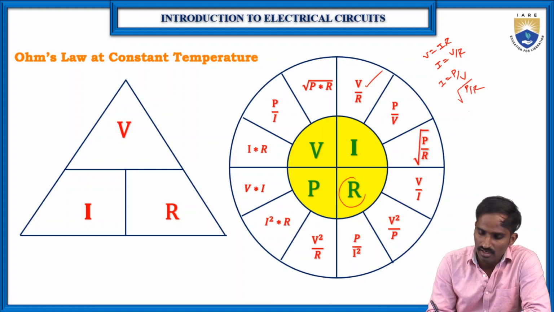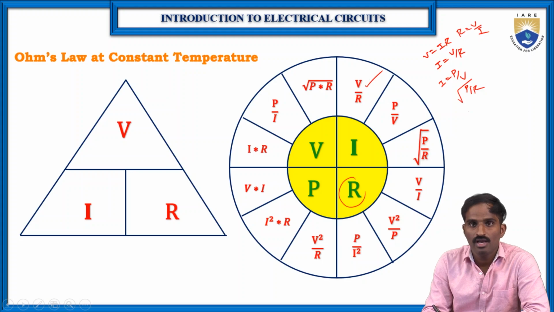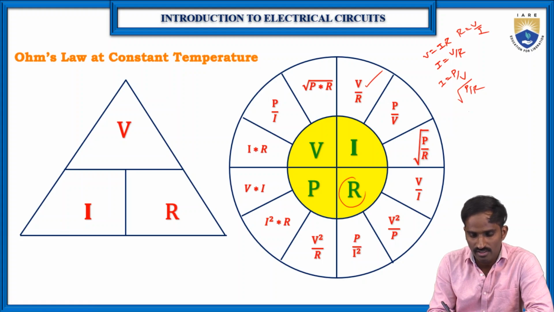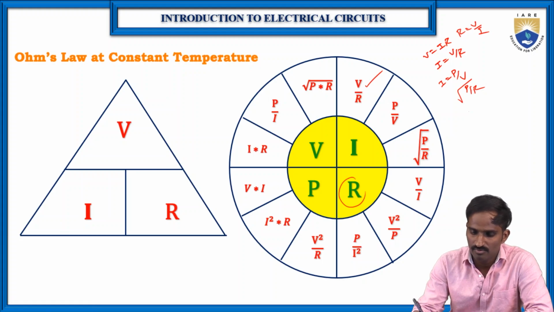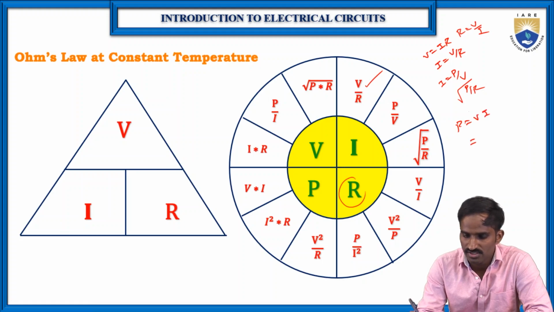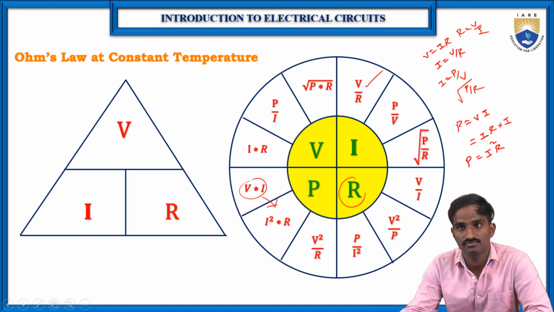Similarly, you can define R also. R is equal to V by I, and R also can be defined as V square by P, and R also can be defined as P by I square. Similarly, P is V into I or I square R or V square by R, because P is equal to V into I. So V is equal to I into R into I, so P is equal to I square into R. From this formula, we can define this formula.